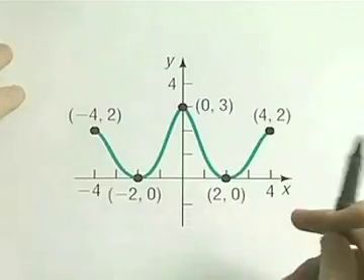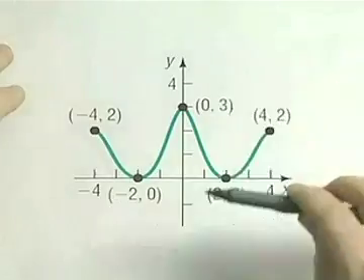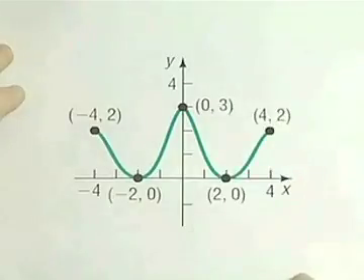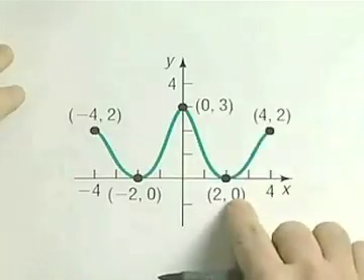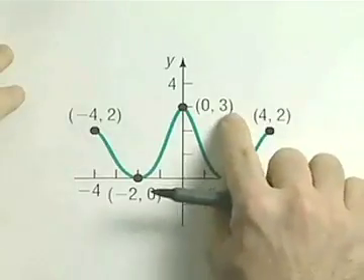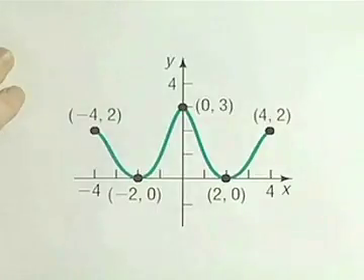What's the range? The range can be thought of as the set of all y values for which the graph of the function exists. The graph of this function exists for y equals 0 all the way up to y equals 3. For that reason, the range of the function is the set of all y from 0 to 3 inclusive.